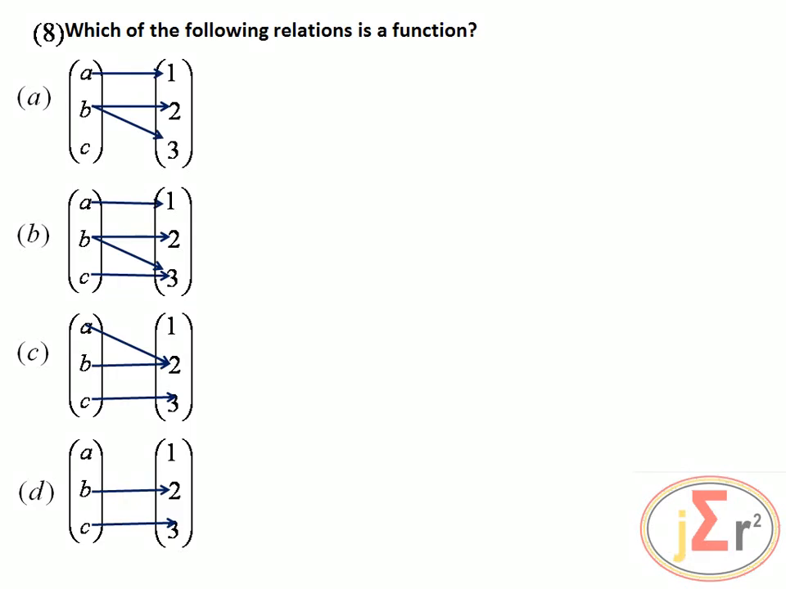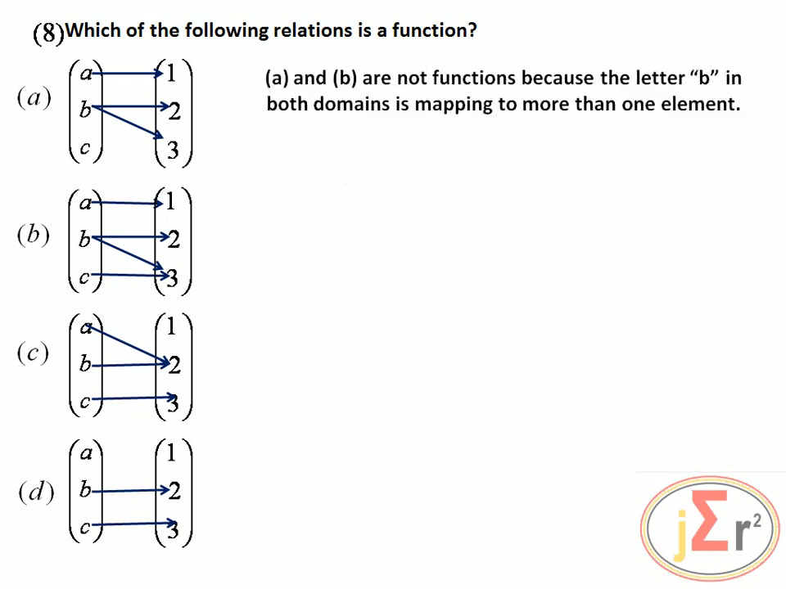Which of the following relations is a function? Which one, if any, is a function? Well, if they are requiring that we identify the one that is a function, we imagine that one has to be a function. So let's proceed. A and B are not functions because the letter B in both domains is mapping to more than one element. So notice that B is mapping to 2 and 3 here. It is mapping to 2 and 3 here.